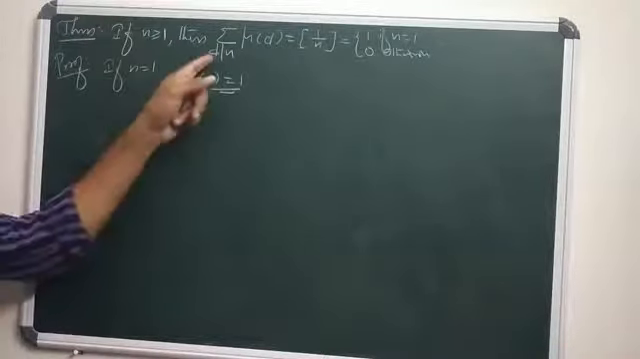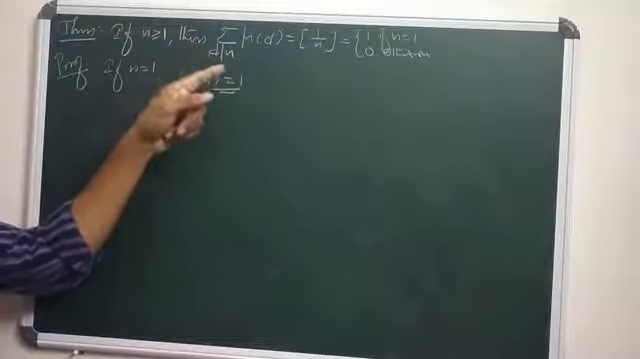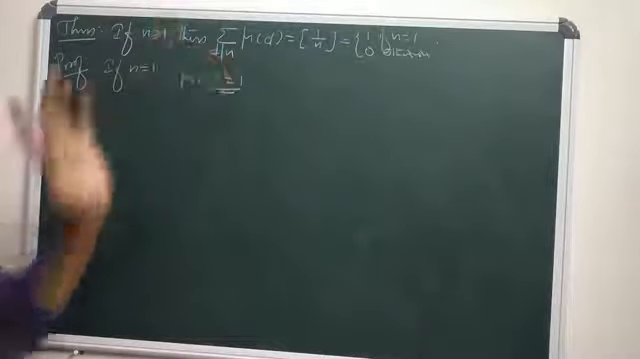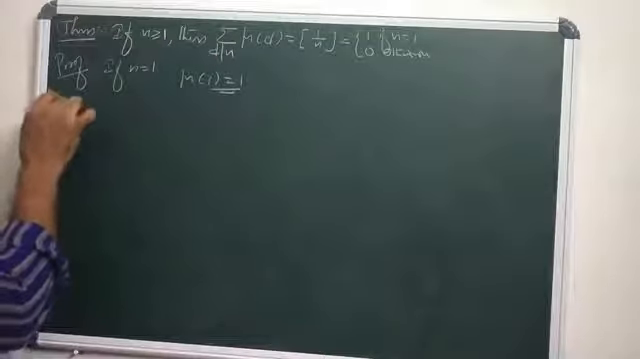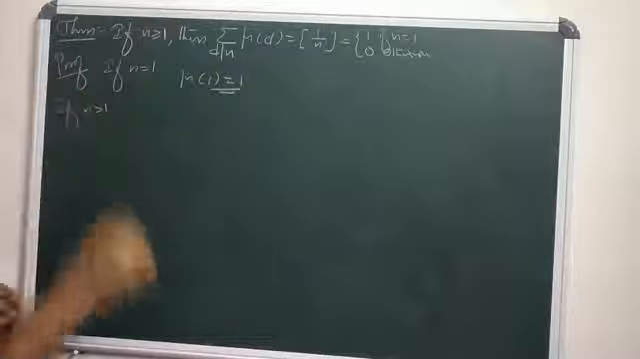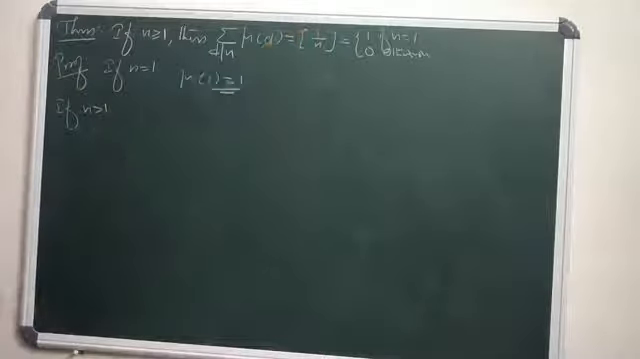When n equals 1, d is also 1. 1 has only one divisor, so it is only mu of 1. Mu of 1 is 1. Clear? When n equals 1, the greatest integer of 1 by 1 means 1, it's 1.